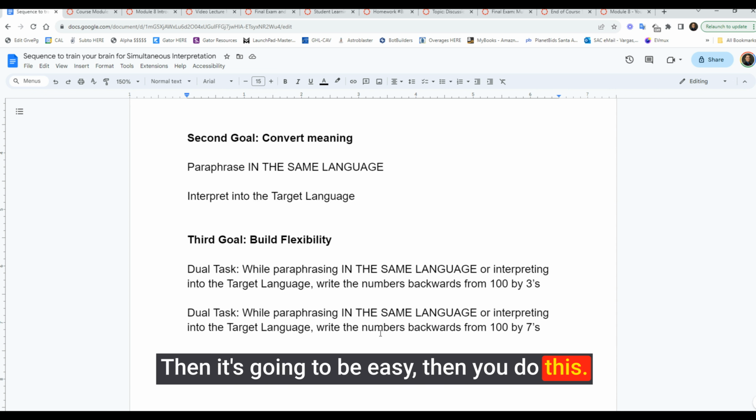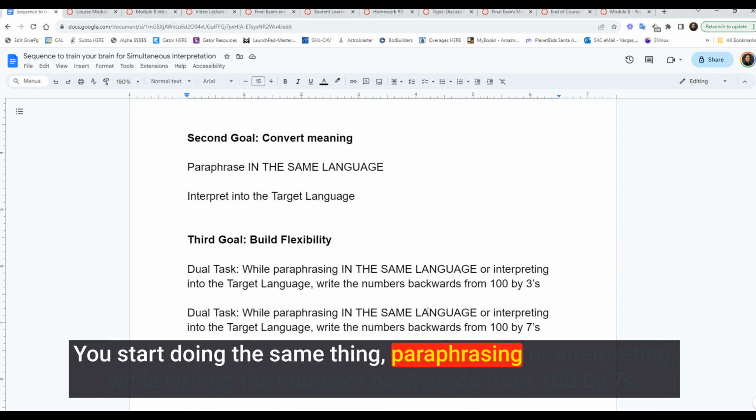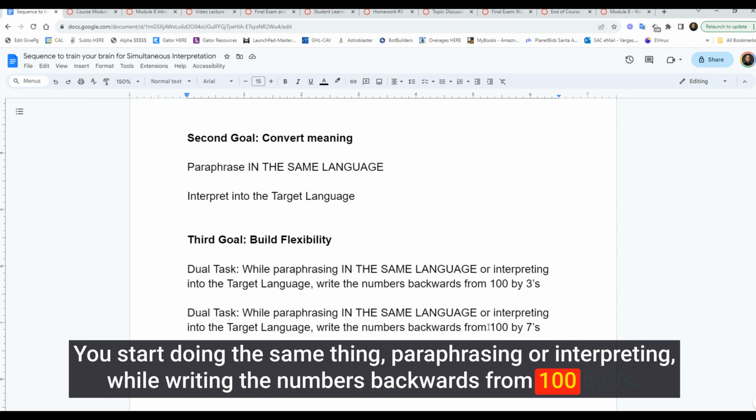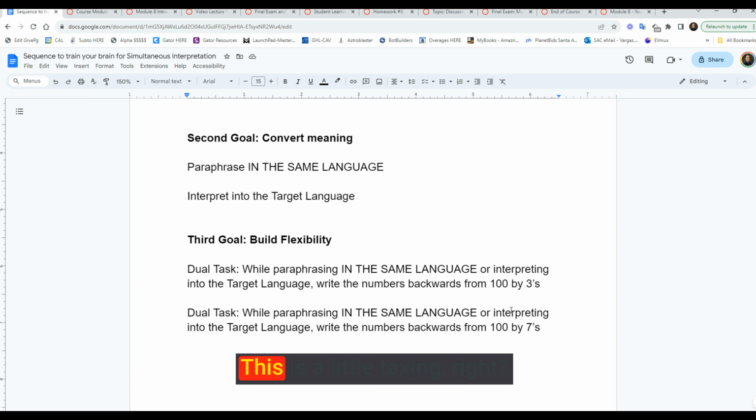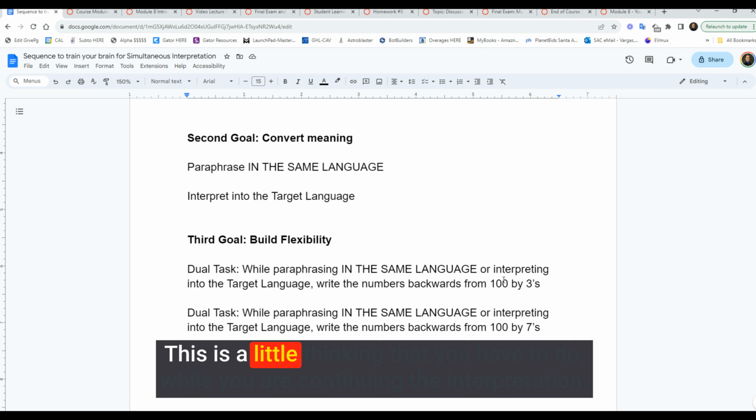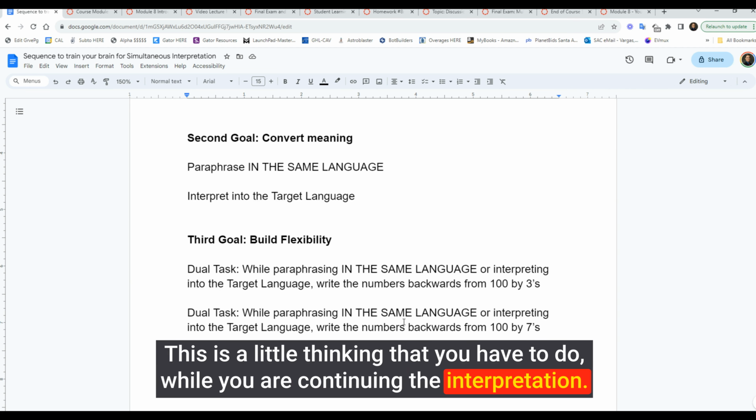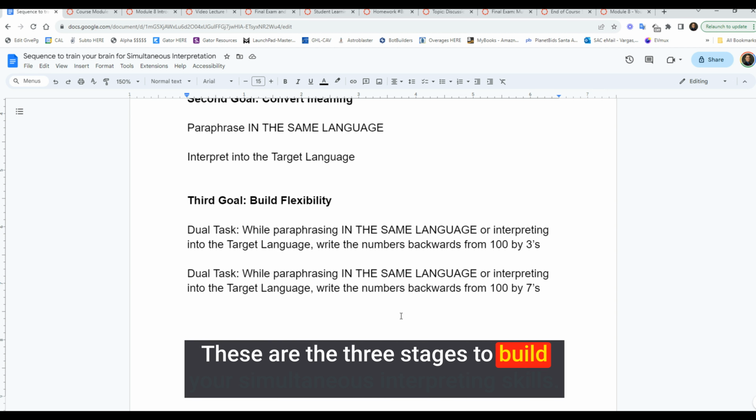Then you start doing the same thing, paraphrasing or interpreting while writing the numbers backwards from 100 by sevens. This is a little taxing, right? This is a little thinking that you have to do while you are continuing the interpretation. And that's it. These are the 3 stages to build your simultaneous interpreting skills.